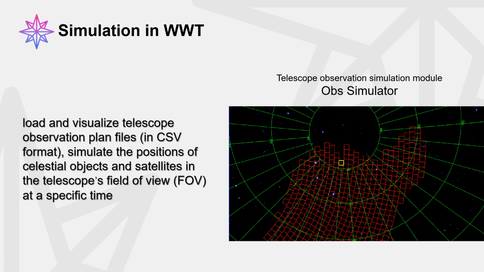Here we come to the OBS Simulator module. It can load and visualize telescope observation plan files, simulate the position of celestial objects and satellites in the telescope's field of view at a specific time. After the observation plan is loaded, WWT will mark all the observable areas on the celestial sphere with grids according to the telescope's field of view, as shown in the snapshot.